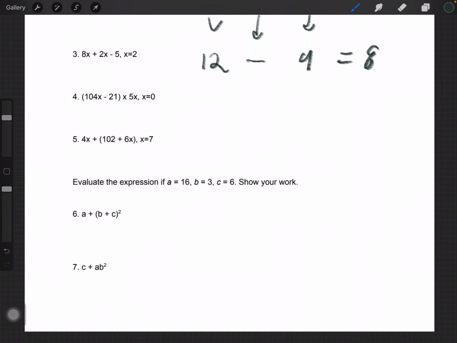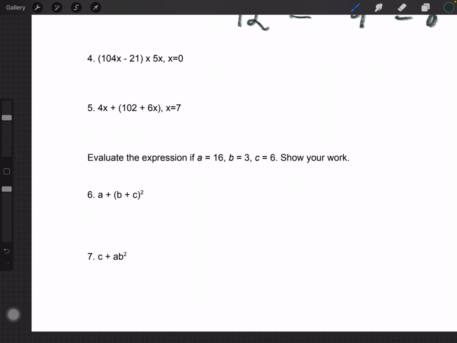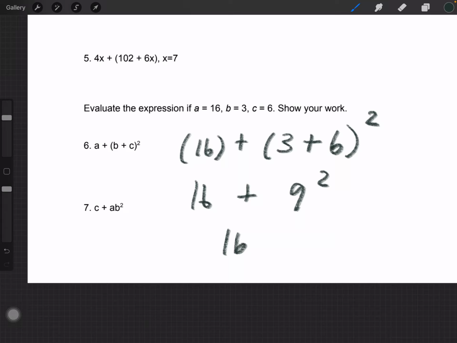The second section is asking us to evaluate the expression if a equals 16, b equals 3, and c equals 6. So just as the first section, we want to substitute these variables a, b, and c. So number 6 is saying a plus b plus c squared. So this becomes 9 squared. 9 squared plus 16. 16 plus 81 is equal to 97.